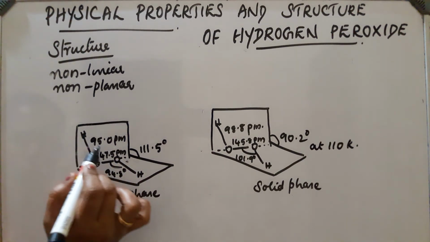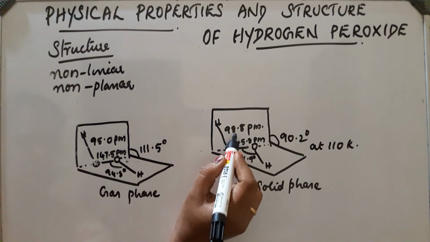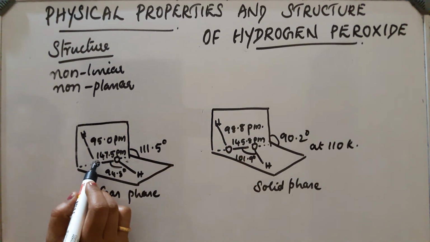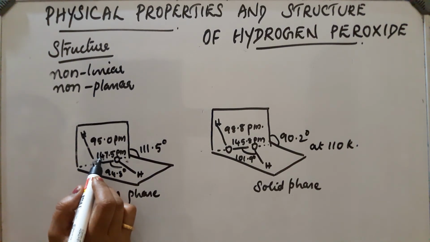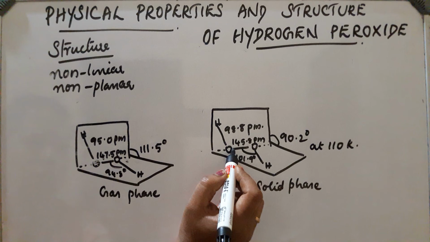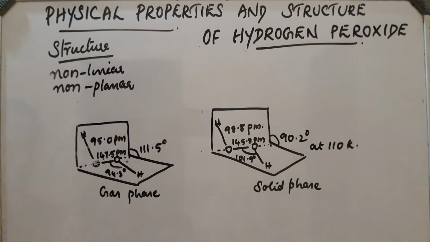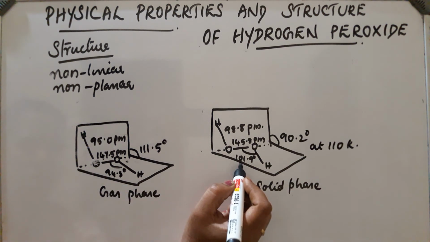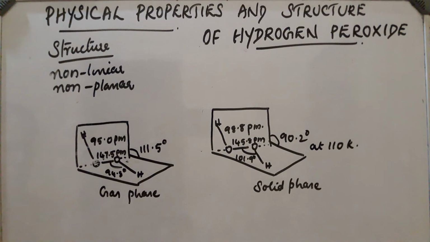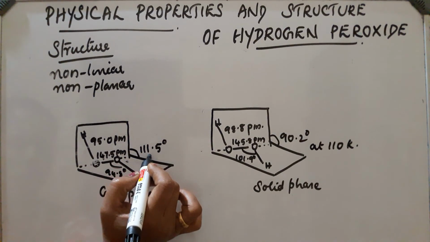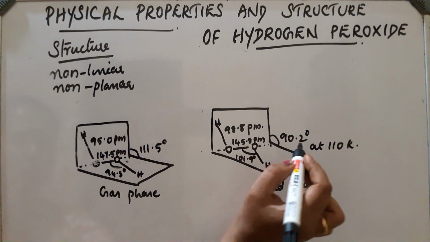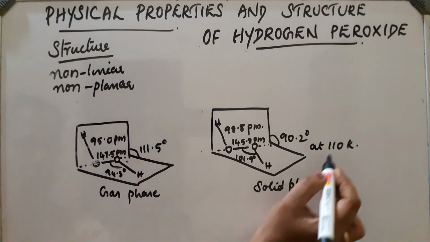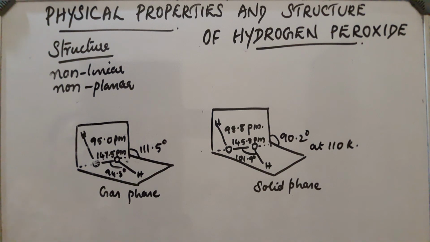In the gas phase, the OH bond is 95 pm, but in the solid phase it is 98.8 pm. The OO bond length is 147.5 pm here, and it is less, 145.8 pm, in the solid phase. The OOH angle is 94.8 degree here, but more, 101.9 degree, in the solid phase. The dihedral angle is 111.5 degree, and it is 90.2 degree in the solid phase at 110 Kelvin. So this is the structure of hydrogen peroxide in gas phase and solid phase.